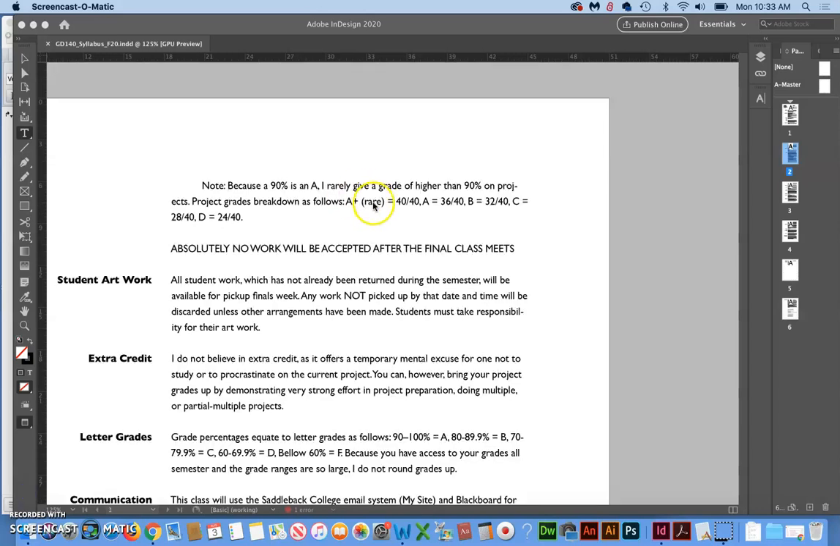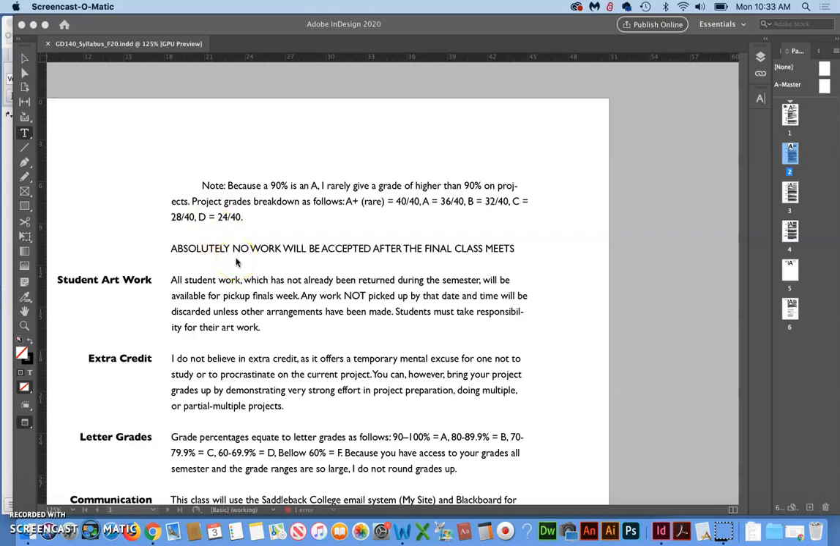Here is that grade breakdown that I was mentioning earlier. And it's basically just a matter of math. You take the number that you got on the project and divide it by 40. So 36 is an A, 32 is a B, 28 is a C, 24 is a D.